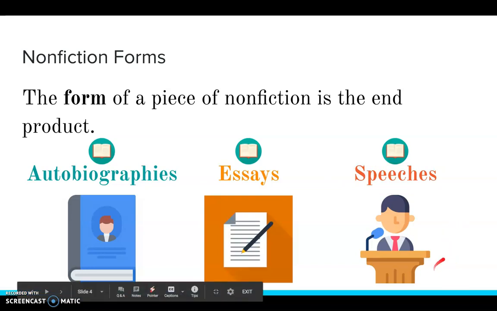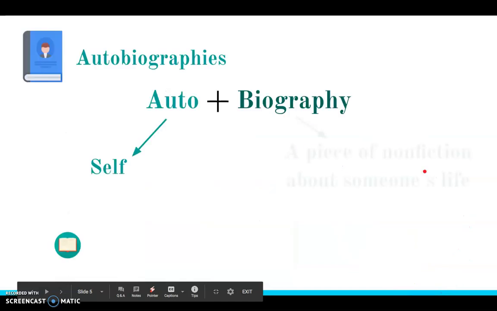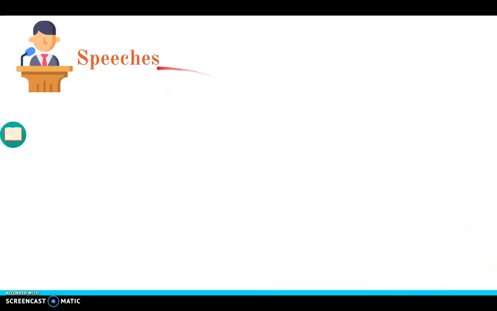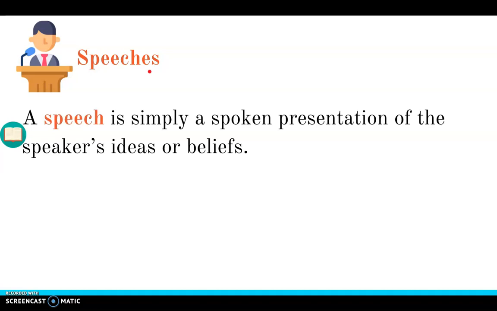Now, to focus a little bit more on speeches, let's go forward. A speech is something spoken aloud, but it can be written down. The difference between speeches, essays, and autobiographies is that a speech is something that always is told to an audience. So even if you look at a speech that's written down, it'll probably have things in it that suggest that it's meant to be spoken aloud.